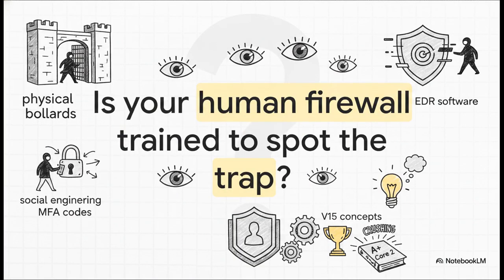Which leaves us with this final thought. If a highly sophisticated attacker manages to drive past your physical bollards, socially engineer your MFA codes, and completely evade your EDR software, is your human firewall trained well enough to spot the trap? The technology is truly only as strong as the people using it. Keep this layered fortress mindset front and center, and you'll be well on your way to absolutely crushing Domain 2.